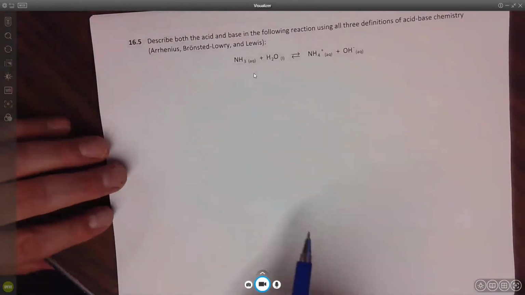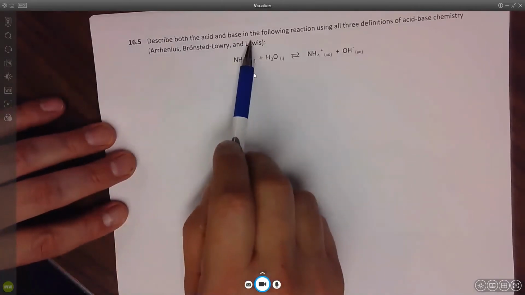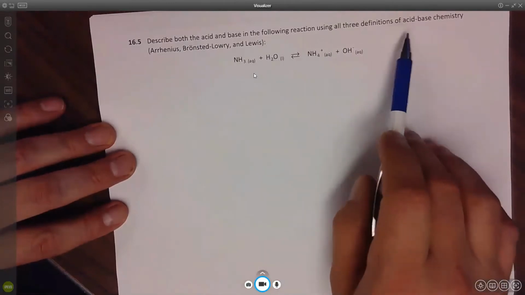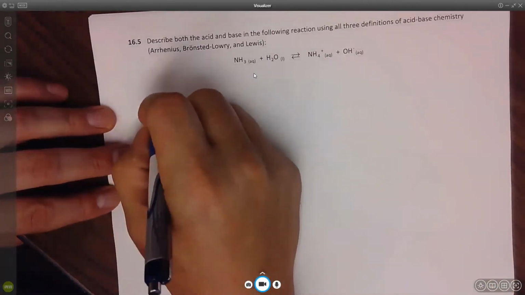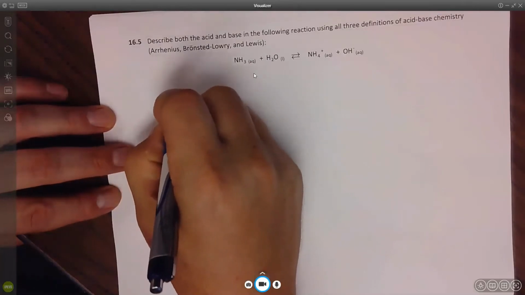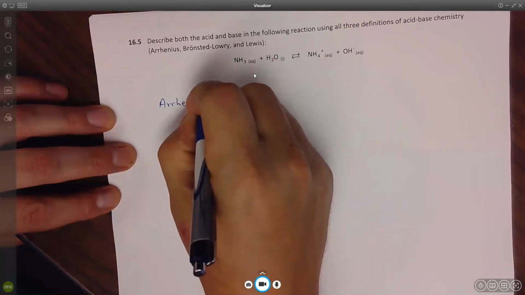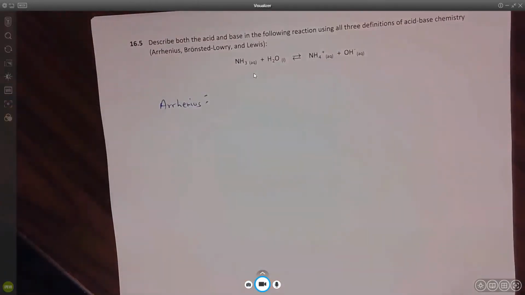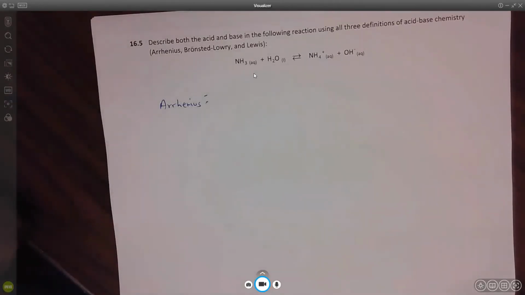Okay, so let's try some examples. It says, describe both the acid and base in terms of the following definitions, of course, Arrhenius, Bronsted-Lowry, and Lewis. So Arrhenius definition. So in this case, what is the Arrhenius acid and or base in this reaction?